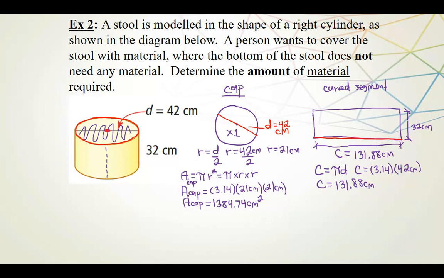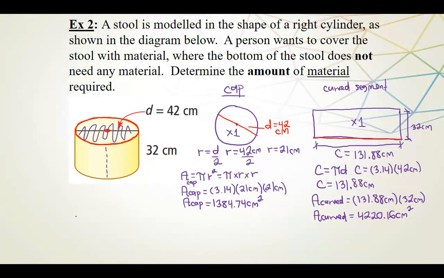Now that I have this bottom length, the area of the rectangle, and this just repeats one time, is just going to be length times width. So the area of the curved segment would be equal to the length, which is 131.88 centimeters, multiplied by 32 centimeters. And the area of the curved segment is going to be 131.88 times 32, which would be 4,220.16, and the units are square centimeters.